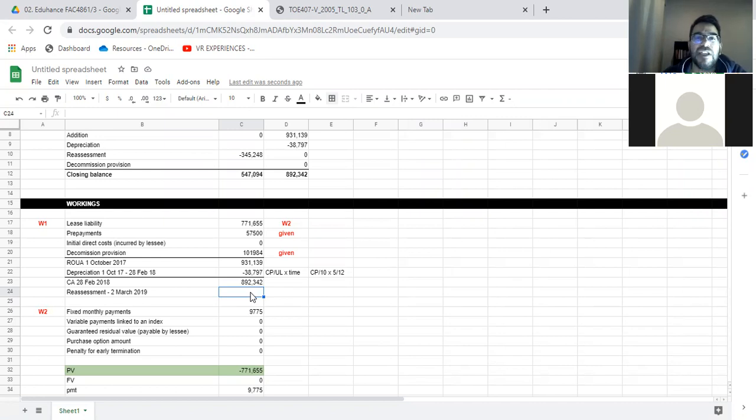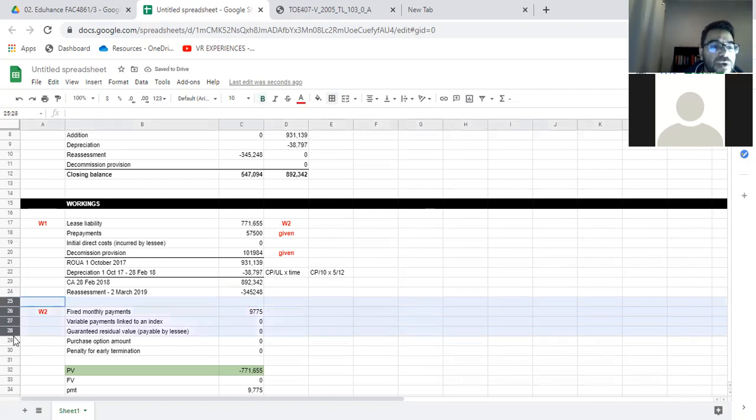For every debit, there must be a credit. The standard says when there's a reassessment that changes the liability, the other side of the transaction goes against the right of use asset. So the other side goes to the right of use asset, which is minus 345. What was it now? 248. Okay, so that's important.